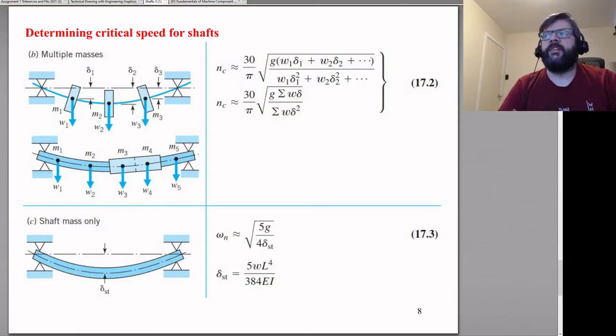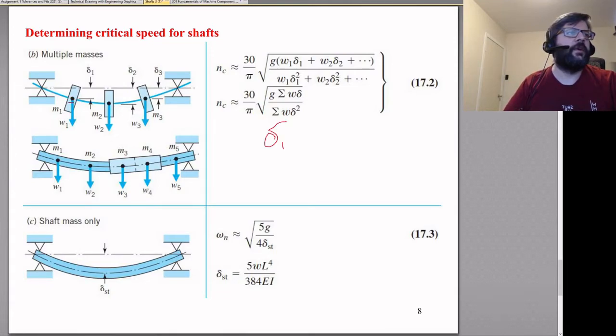Now, if we have multiple masses, then things start getting a bit more complex. What we need to do there is basically calculate the deflection of each of the masses. So for each mass, D1 would be the deflection of mass 1. This W1 term here would just be its weight, so it's mass times g.